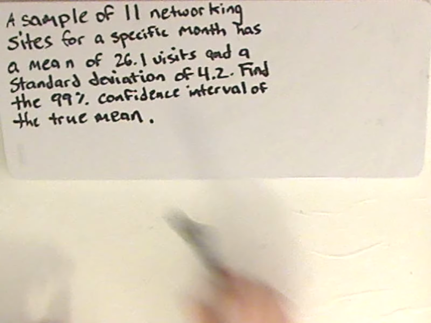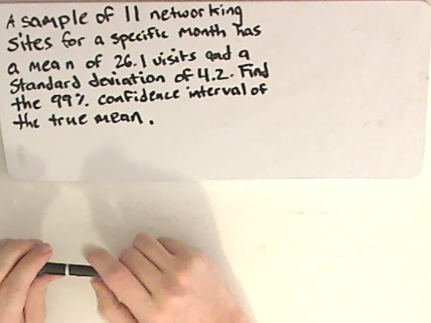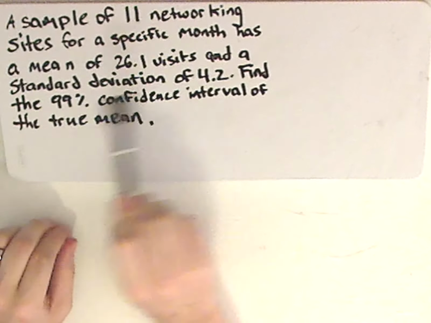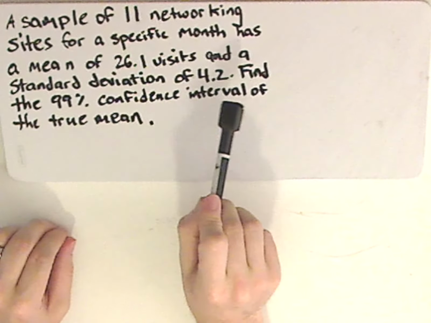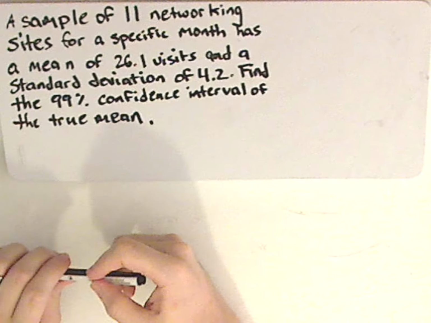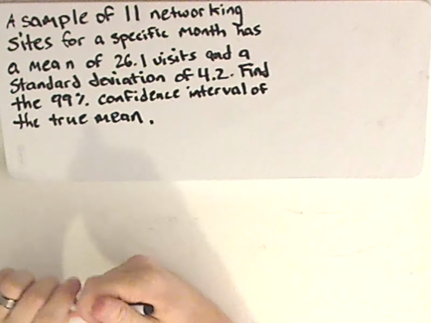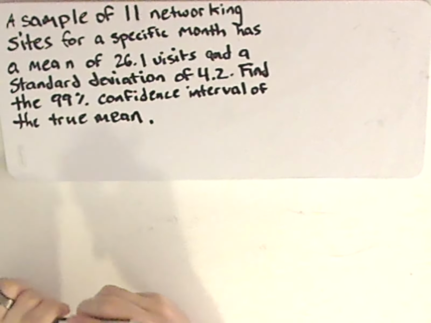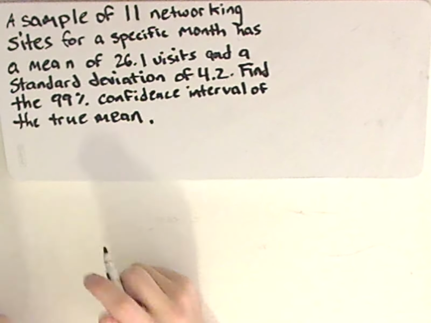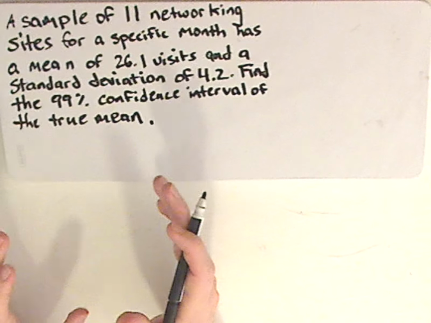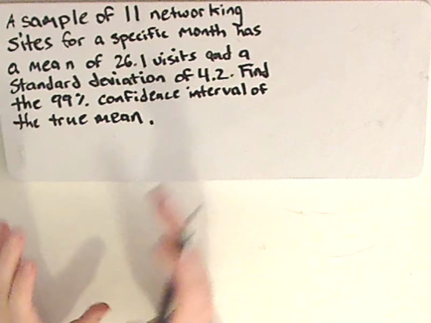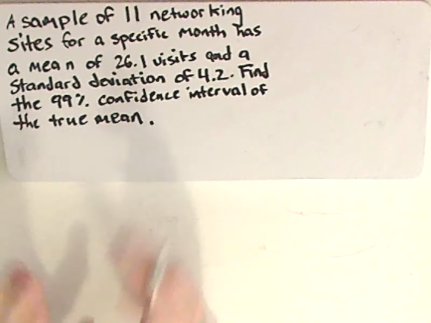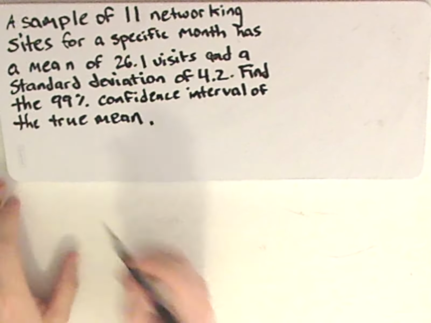Alright, notice with the problem, it is asking for a true mean, but notice they don't give you the standard deviation of the population. They only give you the standard deviation of the sample. Whenever you have the standard deviation of the sample and you don't have the standard deviation of the population, you are forced to use the t-distribution or t-scores.